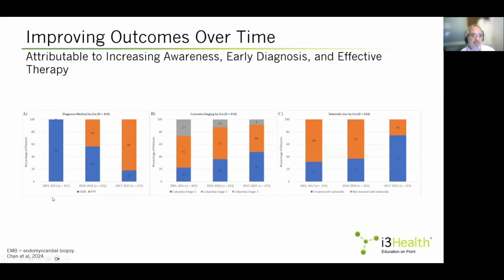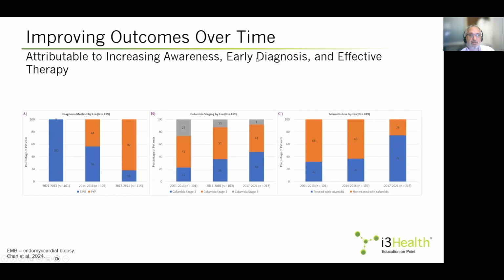In our center, these are just data looking at over the years, 2001 to 2013, we only saw 100 patients with amyloid. From 2017 to 2021, we saw 215. Now we see 250 new patients a year, so lots of new patients. And you can see very few of them now need a biopsy, where early on everyone needed an endomyocardial biopsy. We have very few advanced patients. In gray here, this is a staging system that we developed, that these are advanced patients, so we're finding people earlier, and we're instituting disease-modifying therapy.